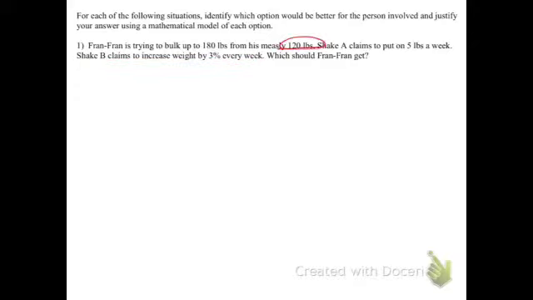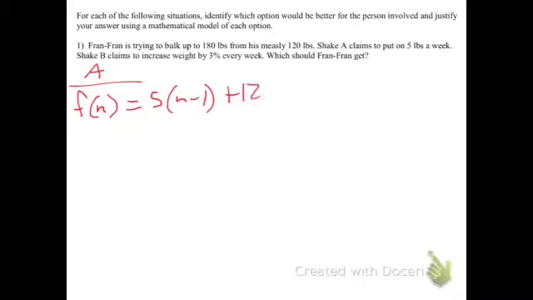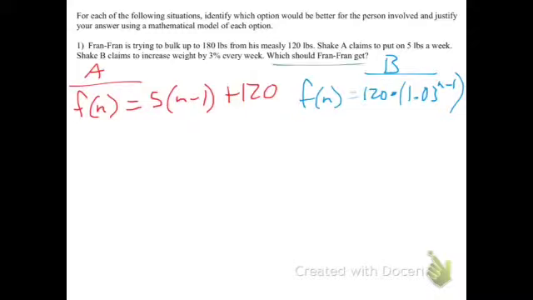Well, if you start at 120 on both of them, the function for A is going to be f of n equals 5 pounds a week, so that's arithmetic, 5 times n minus 1 plus 120, the start value. And then shake B is going to give you the function f of n equals start value times 1.03 to the n minus 1 power. Okay.